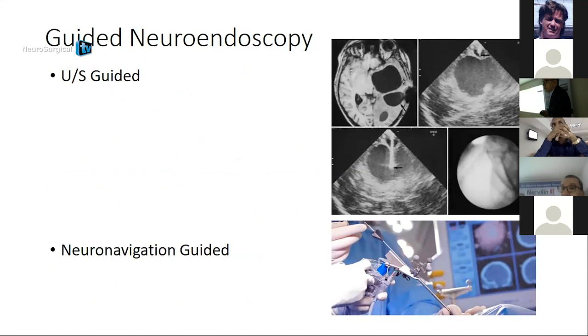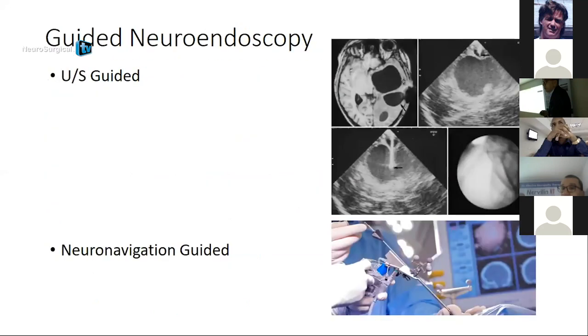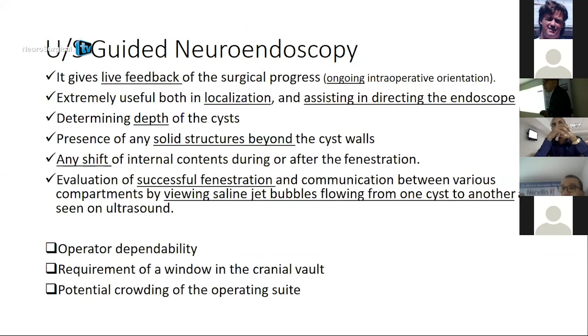Guided neuroendoscopy: we can use ultrasonic guidance or neuronavigation guidance. This is an example of the ultrasonic guidance to tackle these cysts and to communicate them with each other, and this is an example of the neuronavigation guidance. Ultrasonic guided neuroendoscopy gives live feedback. This is the most important point regarding ultrasonic guidance: it gives data about the ongoing intraoperative orientation. It's extremely useful both in localizing and assessing the direction of the endoscope during surgery, and it determines the depth of the cyst. The presence of solid structures beyond the cyst wall could be detected, all with live feedback during the surgical procedure, as compared with the other neuronavigation techniques.